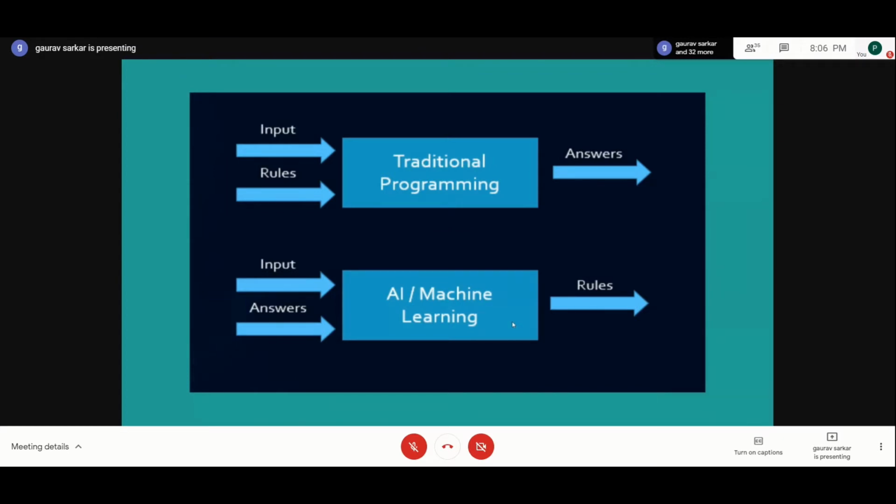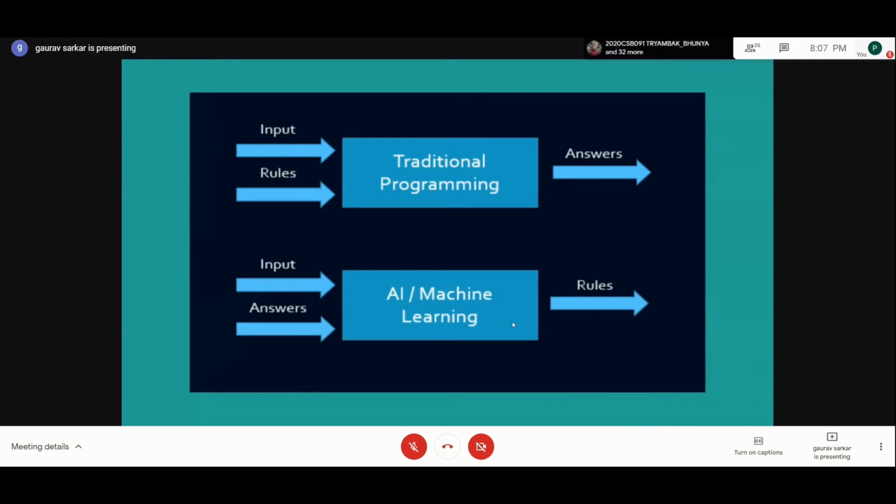In traditional programming, you are giving the machine some set of input and some set of rules, and in return, you are getting answers in response. But in machine learning, what is happening is completely opposite. You are giving input and answers to the machine, and in response, you are getting rules for it.